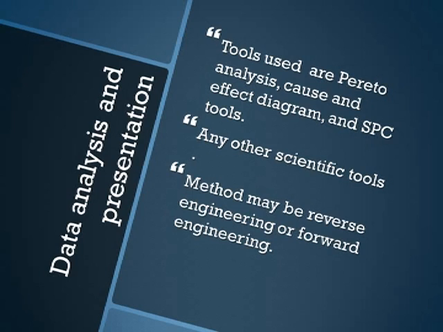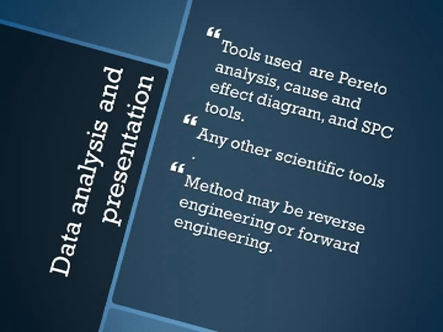But most of the time, whenever you are going to identify the bottlenecks and solve the problems, you must use the Pareto analysis method and the cause and effect diagram as tools in operations management. Any other scientific tool which is best for the business to solve the problems can be taken and used for solving the problem and for improving the operations management, process, product and all these things.